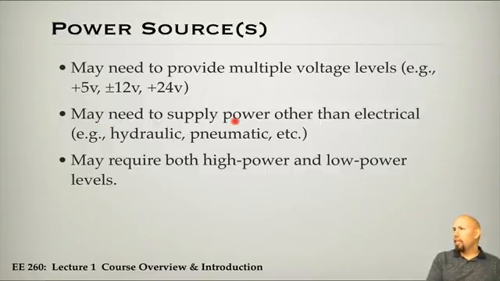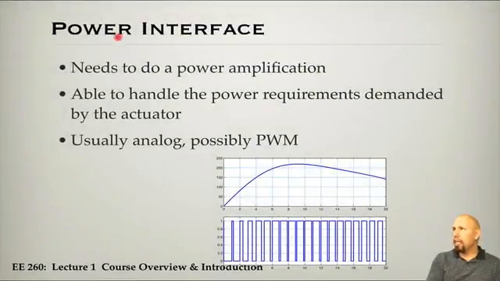So in general, you may need to supply power other than electrical power. You may need hydraulic power or pneumatic power. Okay, so that's a different kind of power. It may require high power and low power levels. For example, if you were driving a motor, the motor might require 30 amps. Well, there's no way you're going to get 30 amps going through an Arduino. You do that, and you're going to fry your Arduino. So it may require a higher amount of power. So in that case, you have what's called a power interface.